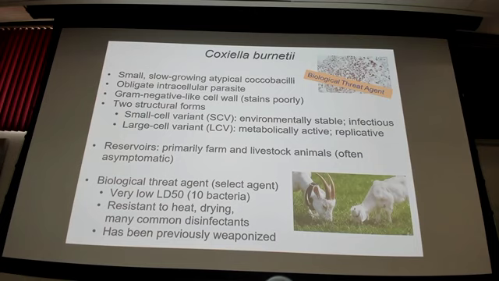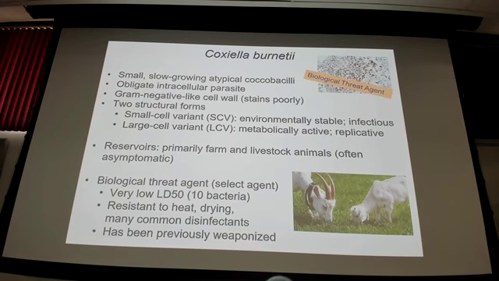In terms of reservoirs, just like with Brucella, or brucellosis, this is also a zoonotic disease, so its reservoirs are also in livestock populations. We can catch this disease in similar ways, but there is a slight difference. Because we have this environmentally stable form of Coxiella, the small cell variant, this makes it able to be transmitted more easily and for longer periods of time.